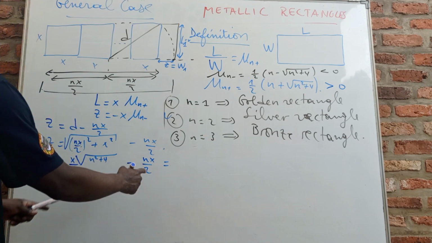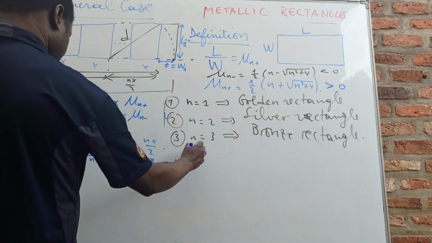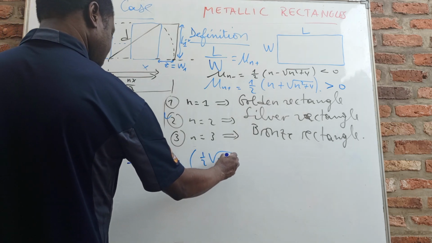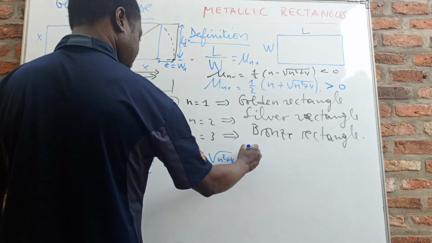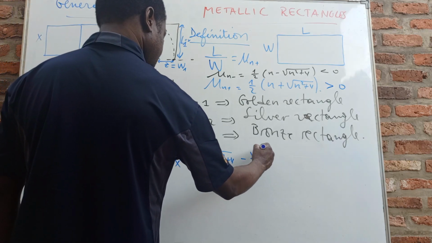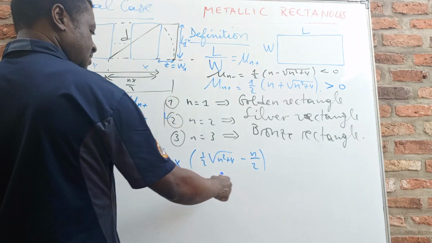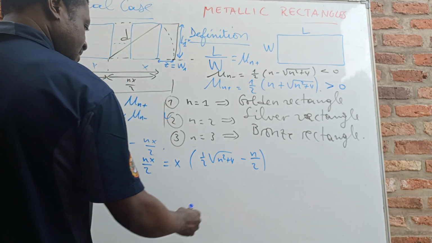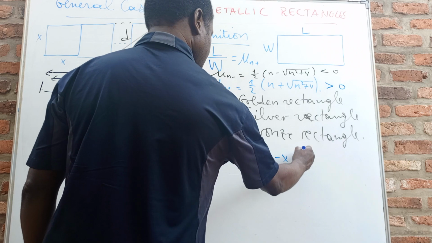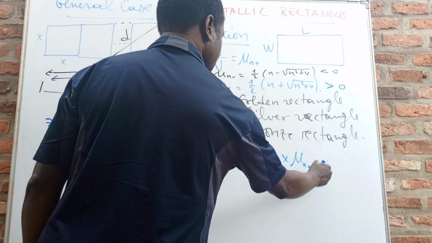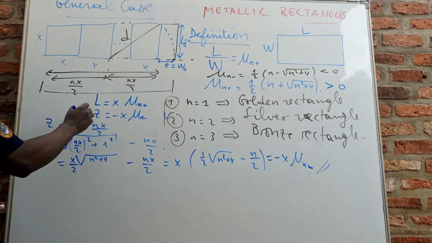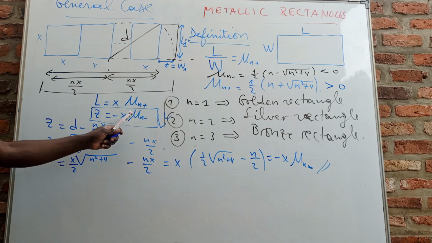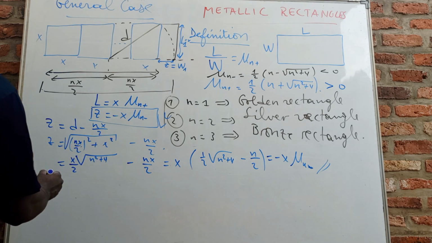So this will become, I can factor out x, and I remain with half of the square root of n squared plus 4, minus n over 2. Now this is exactly the opposite of the conjugate of the metallic ratio. This is negative x times mu n negative. Okay, this is the end of the proof that z is a multiple of the opposite of the metallic conjugate.